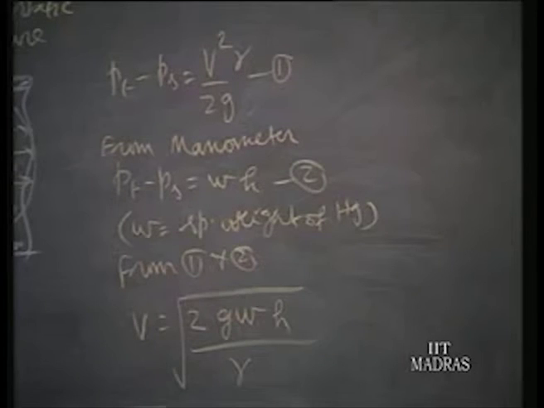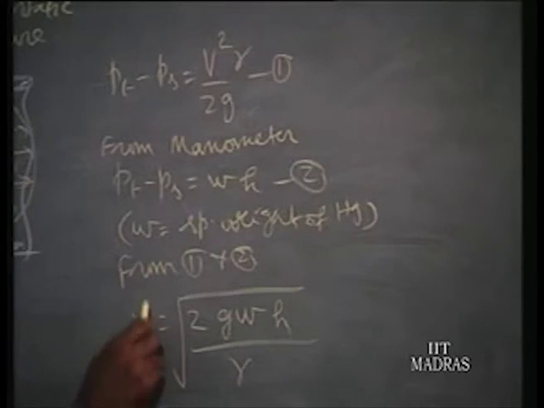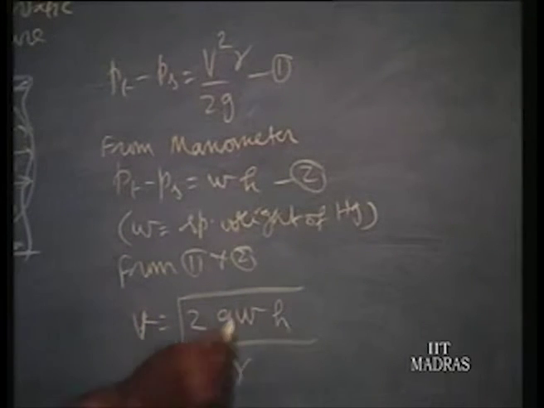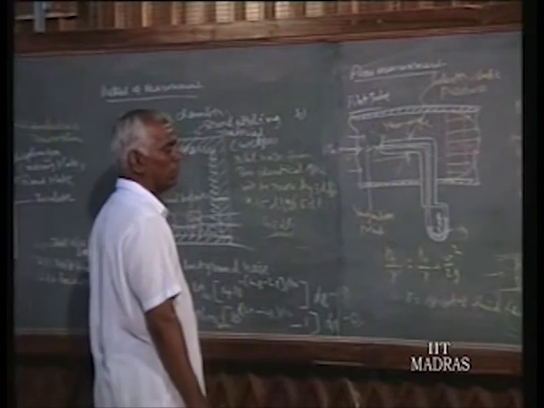So, the pressure, comparing these two equations, you can find V, that is velocity, is equal to root of 2gH by gamma. Gamma is the specific weight of the flow medium. Gamma by g is also rho, the density of the flow medium, both are the same. So, by this we can get the velocity at any given point, and later on we can find out the total flow rate in this medium.